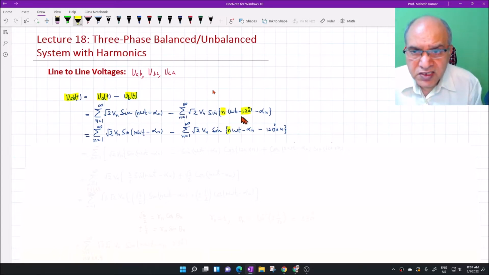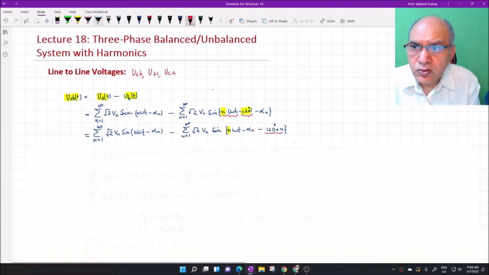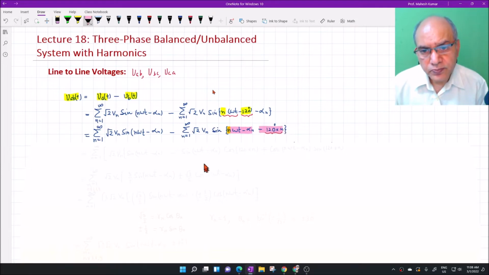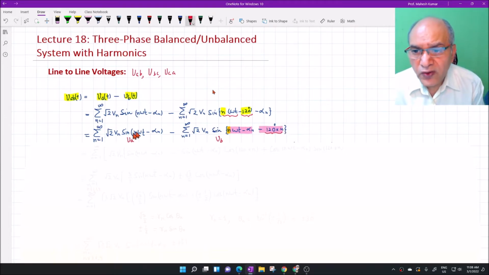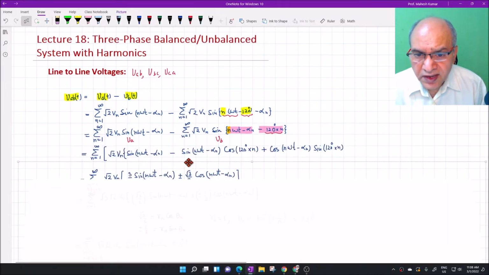By expanding this term here, it becomes n omega t minus n into 120 on this side, and alpha n is taken on this side. So it becomes n omega t minus alpha n minus 120 into n. Now we have to simplify this and see what we get. If we simplify this, then we can simply expand.